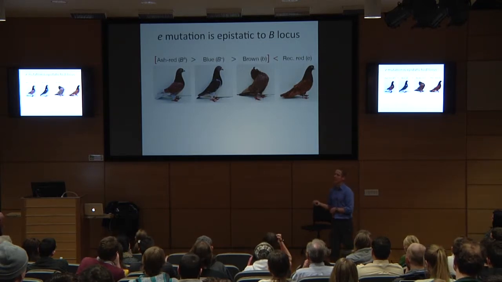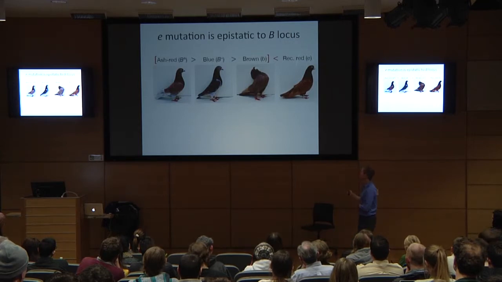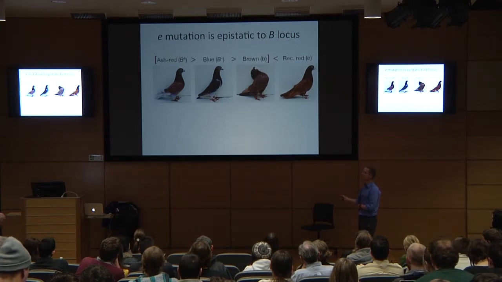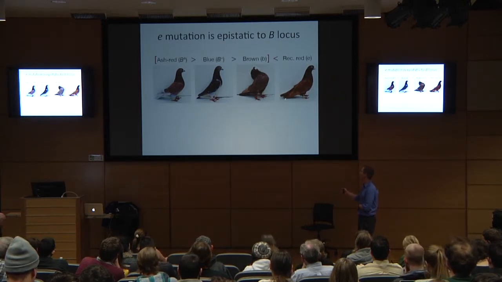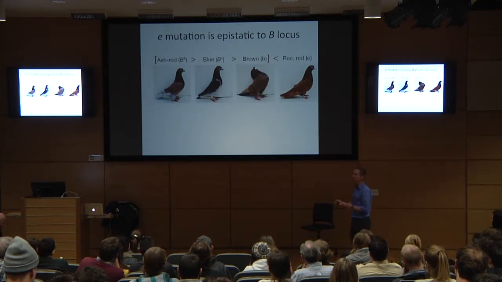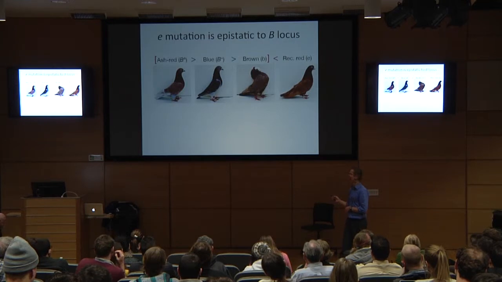Now what that means is that if a bird has two copies of this mutation, it's going to be this rich red color, regardless of what its genotype is at this position in the genome. So the mutations here override the effect of the mutations here. But up until this point in time, nobody had any idea why that was.